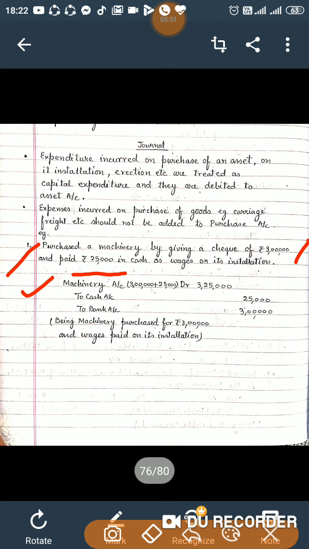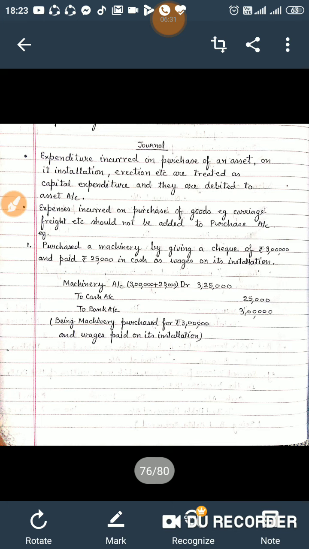So machinery account will be debited with 3 lakh 25,000. I hope you know very well the rule that machinery is an asset, a real account: debit what comes in, credit what goes out. That's why machinery is debited here. Cash is going out. We have paid cash for the wages, so cash is going out and it should be credited. At the same time we have paid the purchase price of machine by check, so the actual giver is bank, so bank should be credited with 3 lakh. This is under conventional rule.